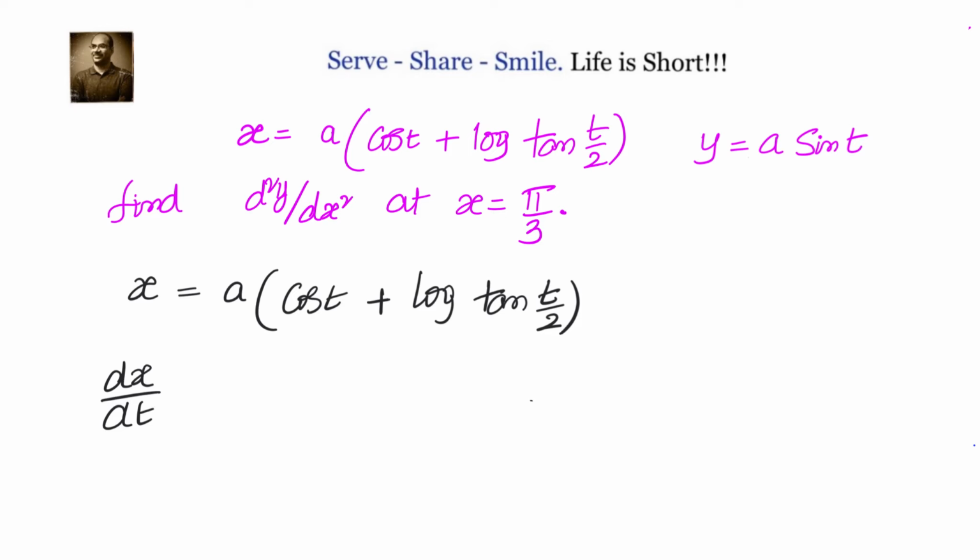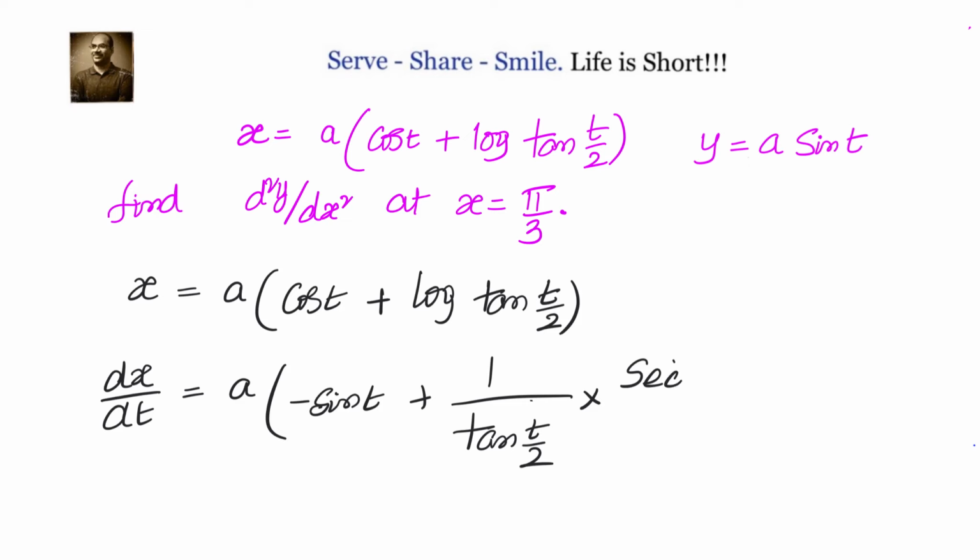What is dx by dt? a is constant, so it will be out. Cos t derivative is minus sin t, plus log of x derivative is 1 by x, so we'll have 1 by tan t by 2. And tan derivative, by chain rule, is secant square t by 2, because tan x derivative is secant square x, and for t by 2 we have to do chain rule again, that will be into 1 by 2.